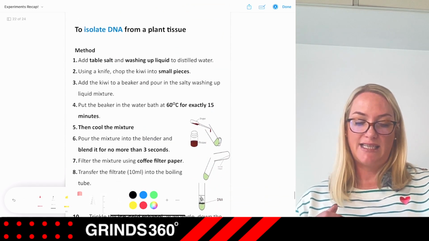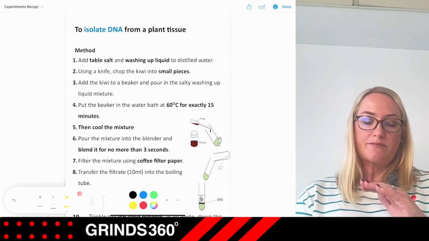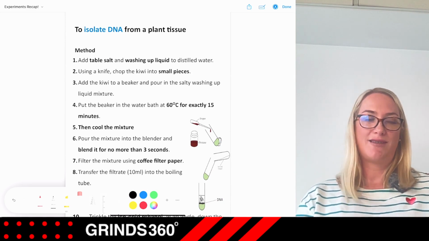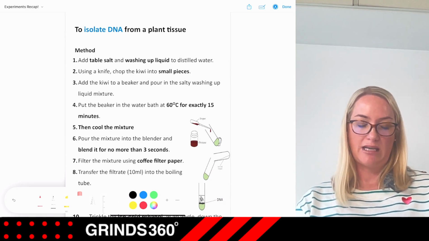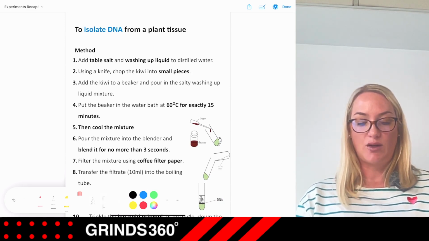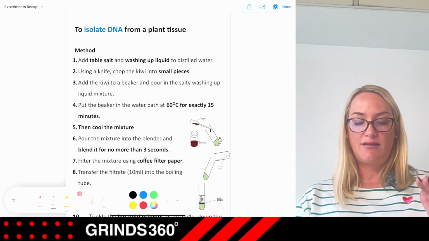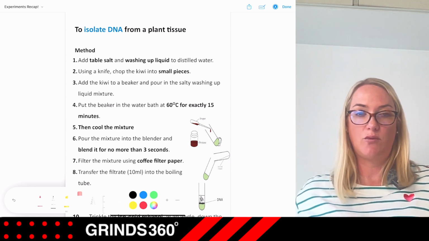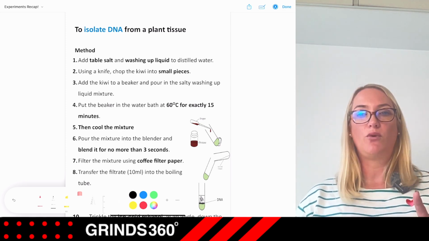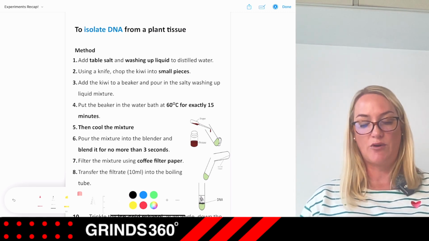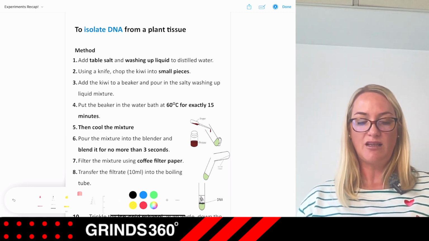And then to isolate DNA from plant tissue. While this was asked in the summer, and we all had a bit of an inkling it was going to come up, what's the probability of it coming up again? I would say very slim. Just don't ignore it. Make sure you are still familiar with the steps.